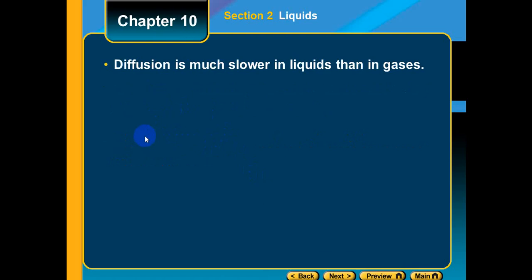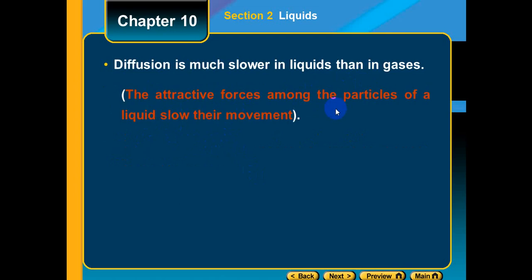But diffusion in liquids is much slower than that in gases. Why? Because the attraction force among the particles of liquids slows their movement. They move more slowly than the particles of a gas, so the diffusion is much slower than that in gases.